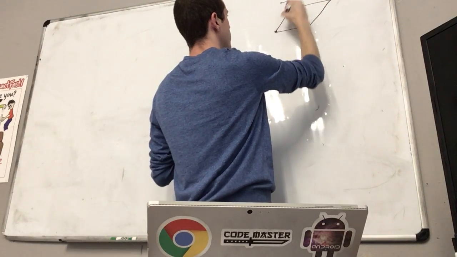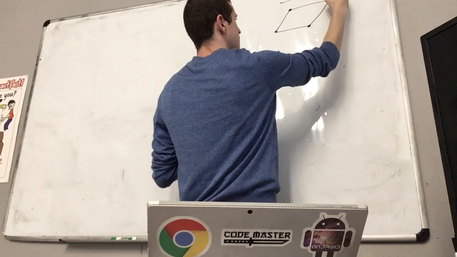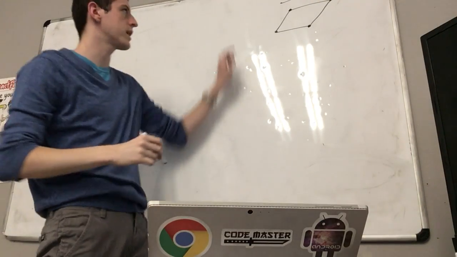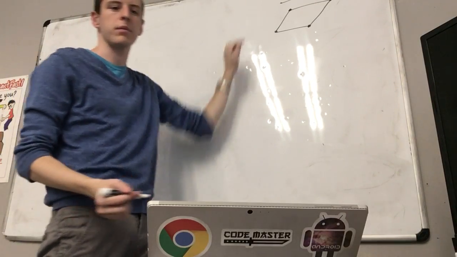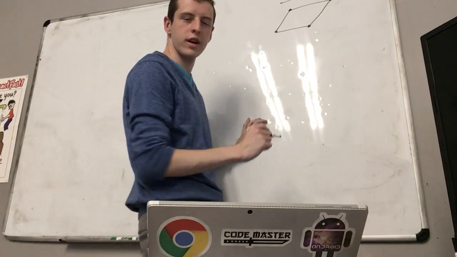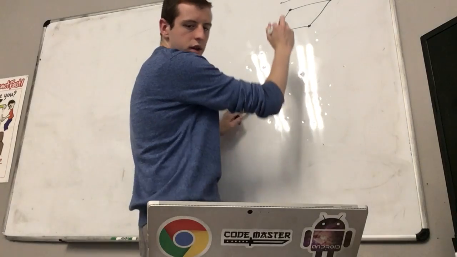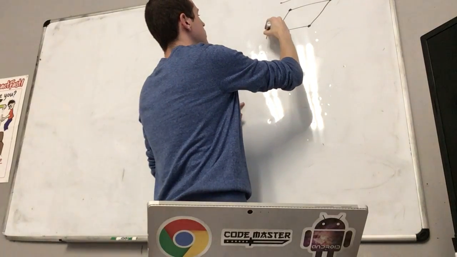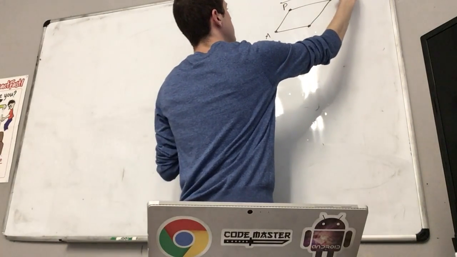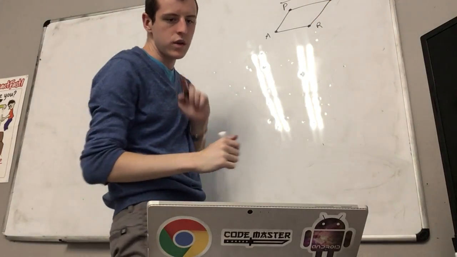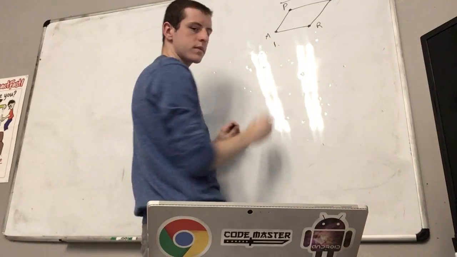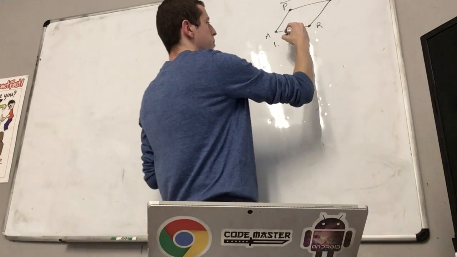So really quick, whenever you see something labeled with its name, these are things you can assume are true. They have been proven. They are always true. I'm going to label this APLR. So, things you can assume: the opposite sides are parallel.